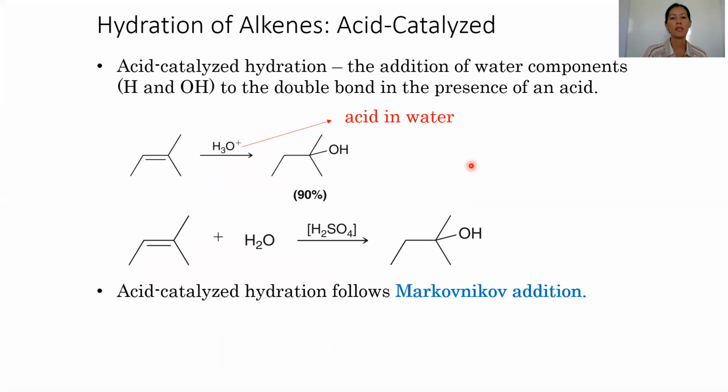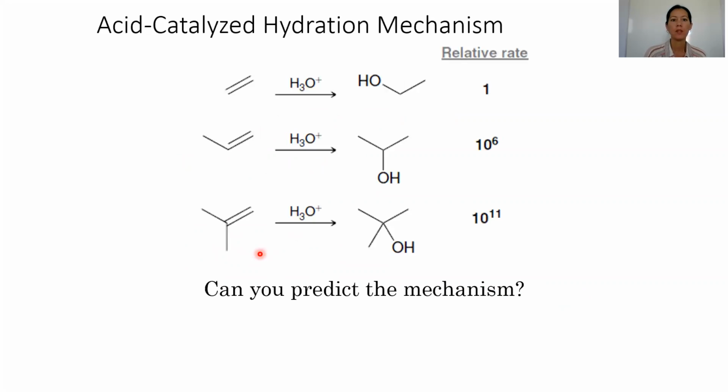So if we just start here, we could talk about the hydration of alkenes that are acid catalyzed. Basically, you're adding water across the double bond. Acid helps facilitate this, and you can get an alcohol product where the OH is on the more substituted carbon. So that is Markovnikov addition. You can see it here. I could either write H3O plus, indicating acid and water, or I could show sulfuric acid and water, either way.